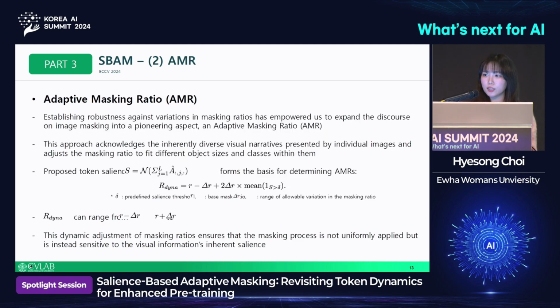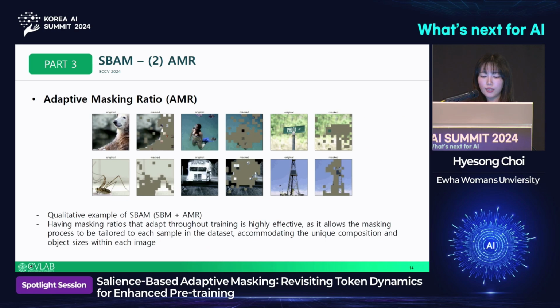So we achieved stability across different masking ratios by SBM, and this allowed us to present an adaptive masking ratio, AMR. To put it simply, we count the number of tokens with saliency above a certain threshold and use that to set a dynamic masking ratio for each image. This way, each sample gets a ratio that fits its unique features. This figure shows an example of how AMR works.